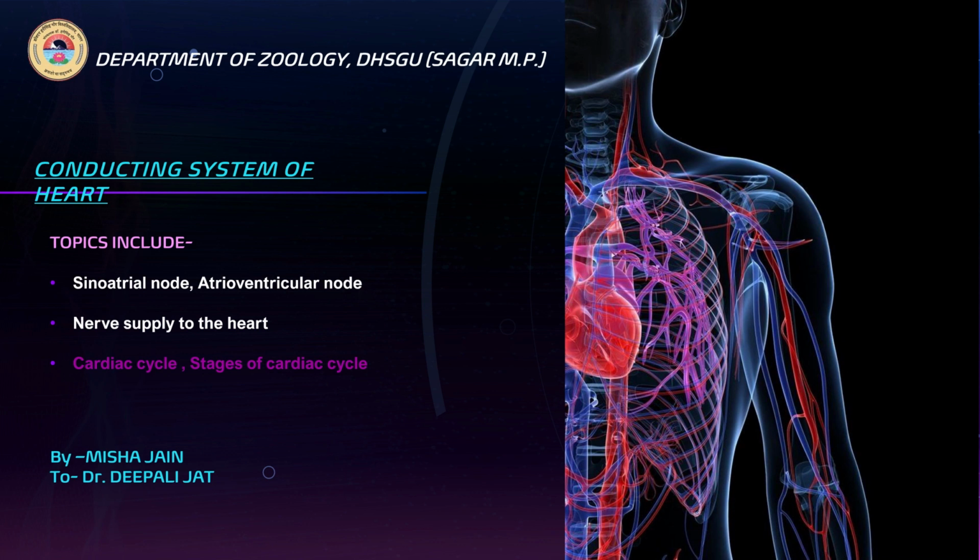We are going to study the conducting system of the heart. It includes the sinoatrial node, atrioventricular node, nerve supply to the heart, and a very important topic, the cardiac cycle and stages of the cardiac cycle.